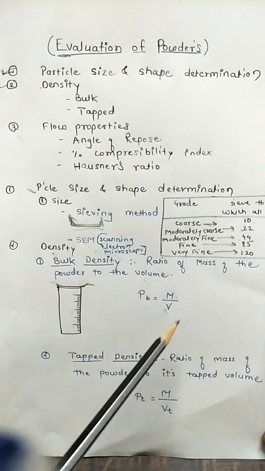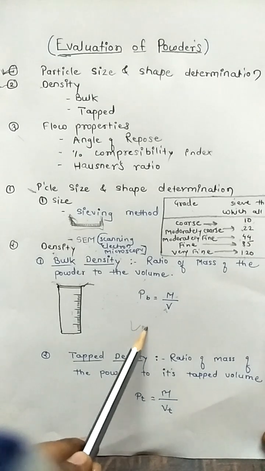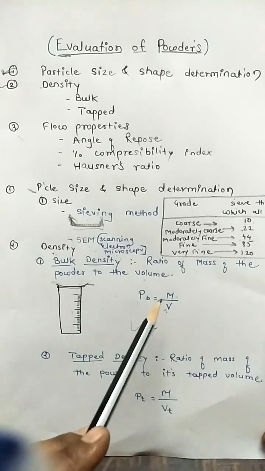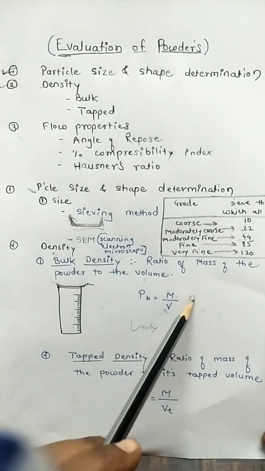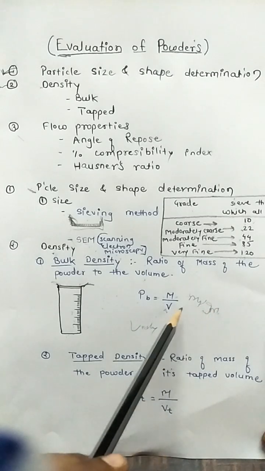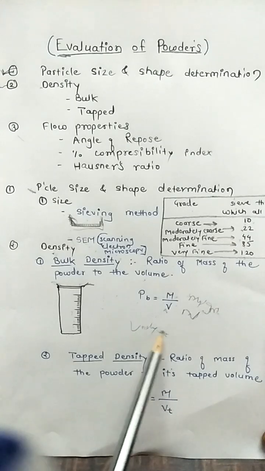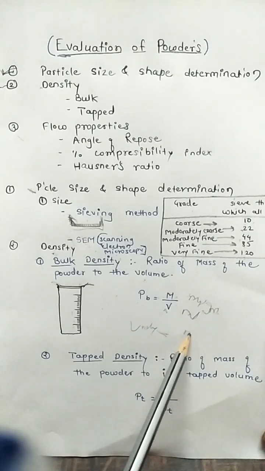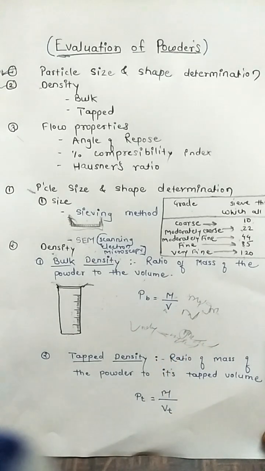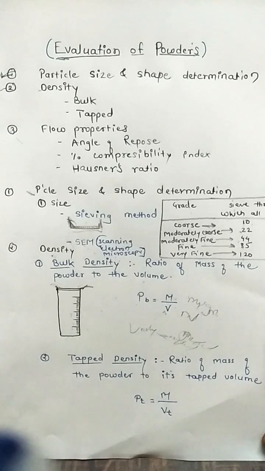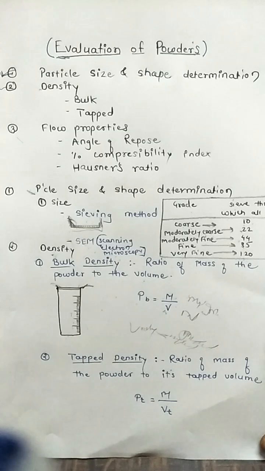Okay, what will be the unit of bulk density? Mass may be in gram or milligram, and volume is always in ml. So the unit for bulk density may be gram per ml or milligram per ml. So this is about bulk density. How can it be calculated? It can be calculated by taking the ratio of mass to the volume.